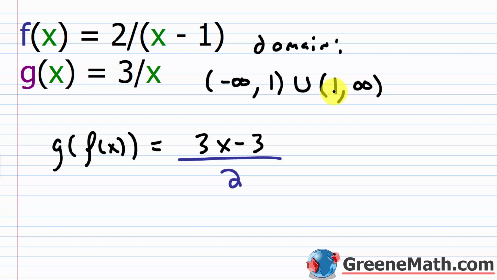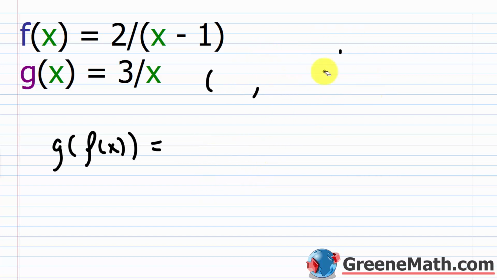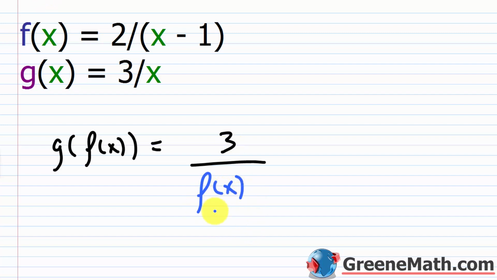Now, let me show you a different way. Your book might show you this technique. We already know the domain, so we don't need it up there anymore. Let's say I take my outer function, my g of x, and write it. I have my 3 over, and then I have x. Instead of writing x, I'm just going to put f of x here. So I have 3 over f of x.